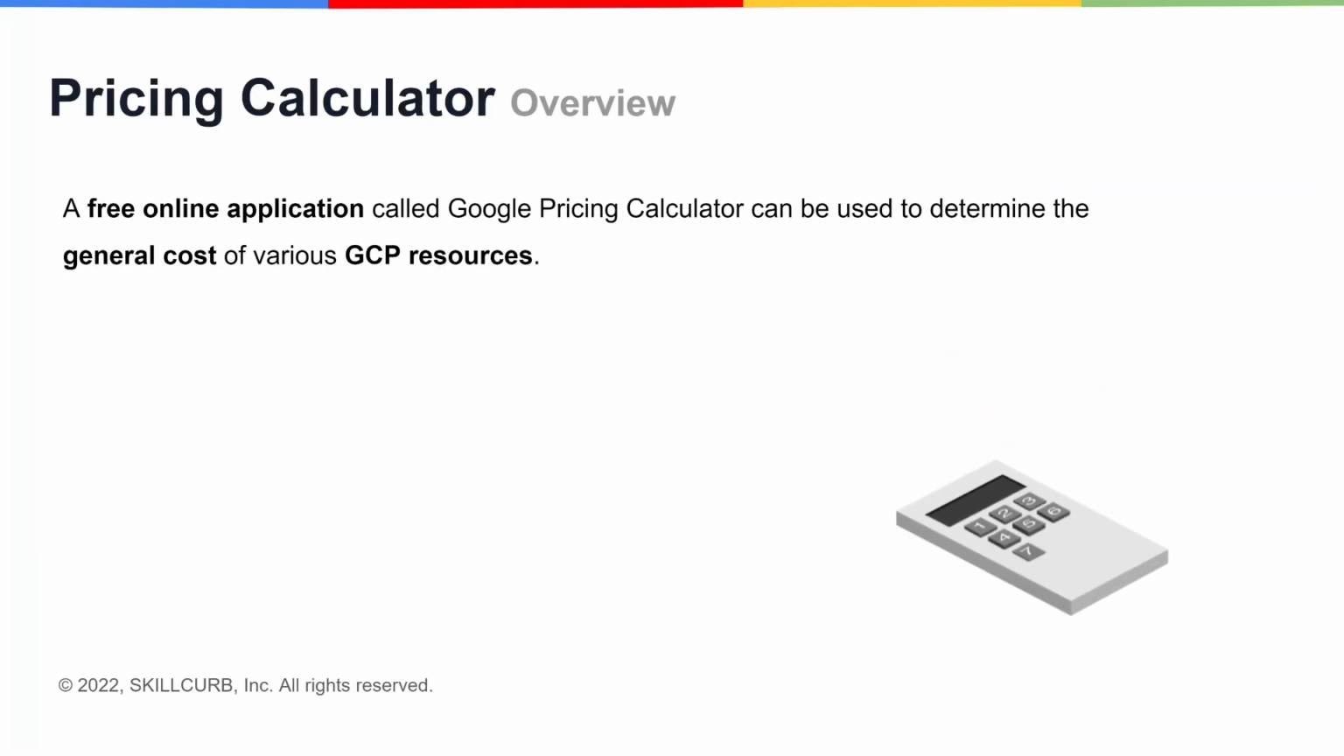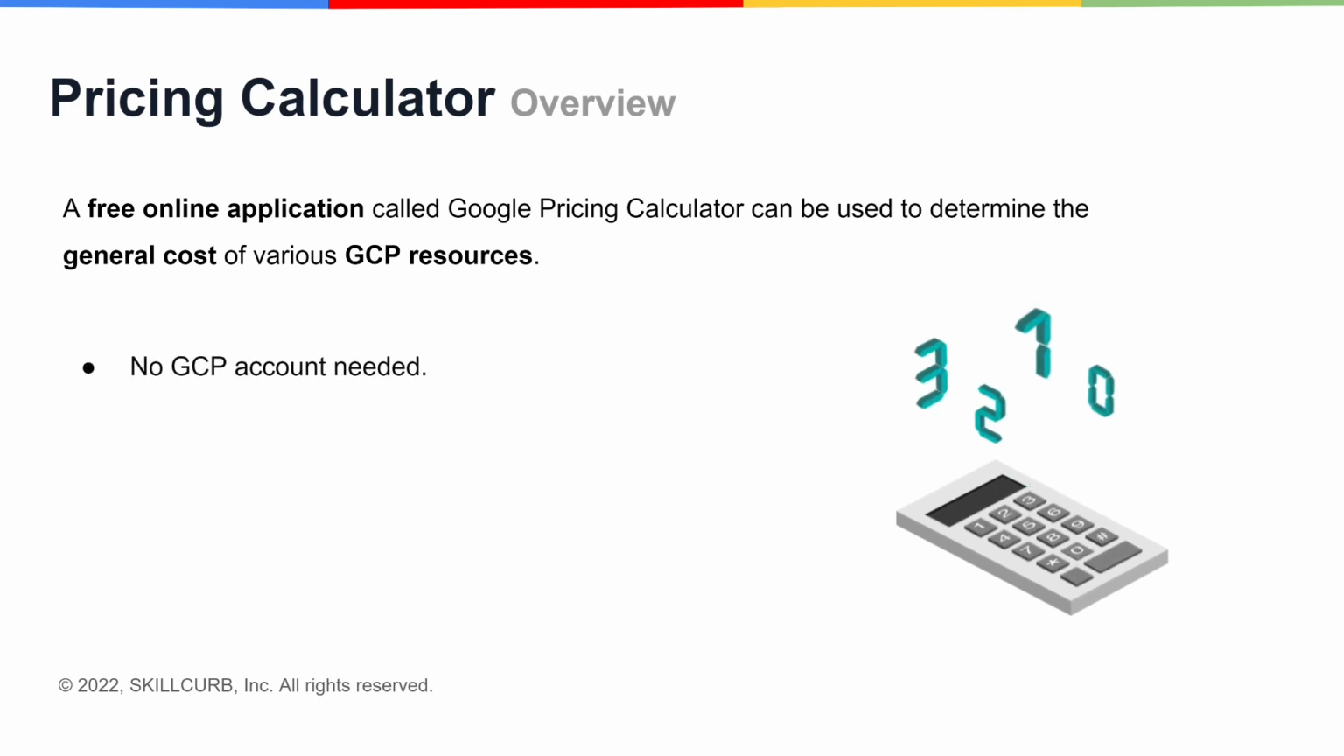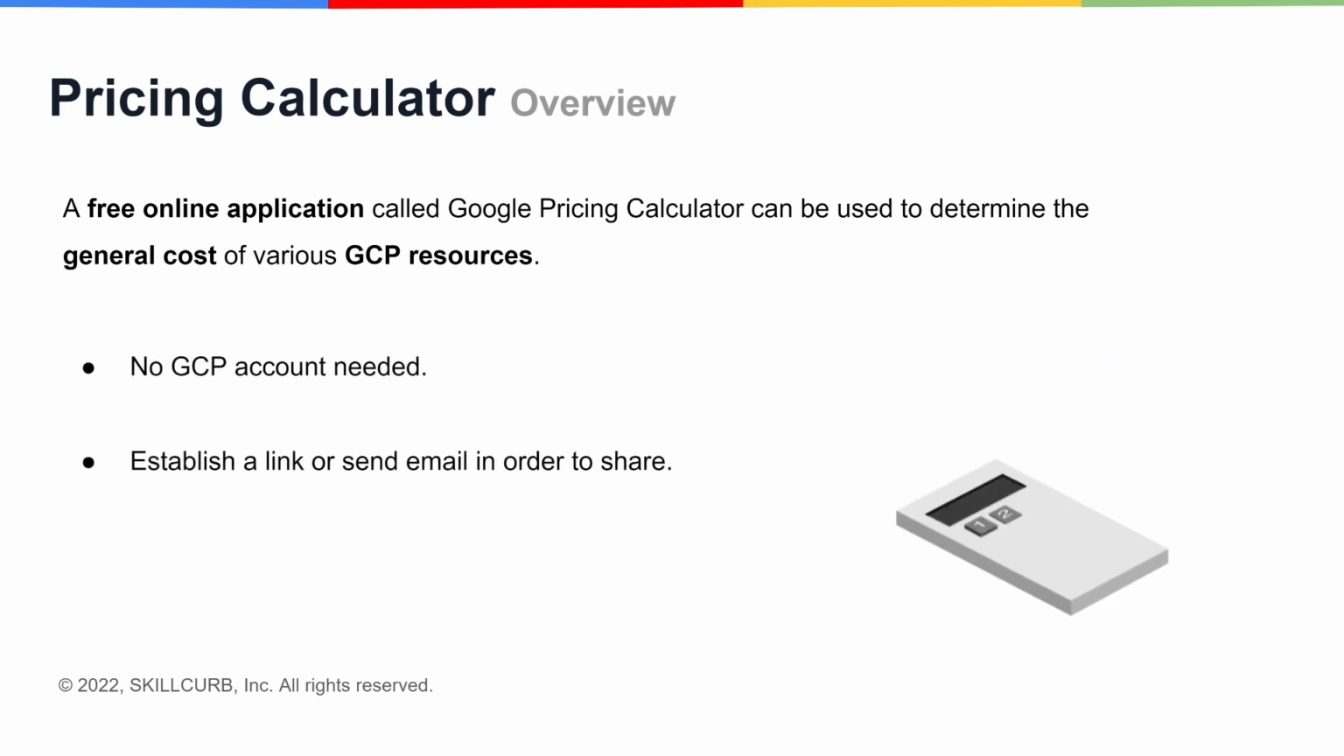We're going to get a cost estimate from Google. A free online application called Google Pricing Calculator can be used to determine the general cost of various GCP resources. You can utilize this tool without a GCP account to share the estimate with your organization or important stakeholders. Establish a link that they can click on or email it to them.